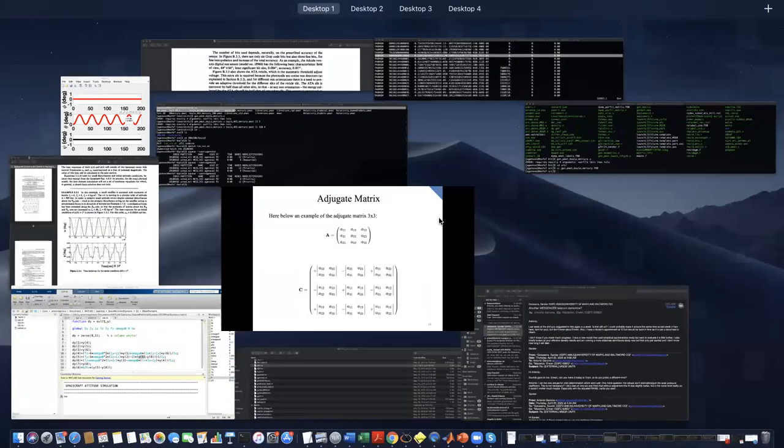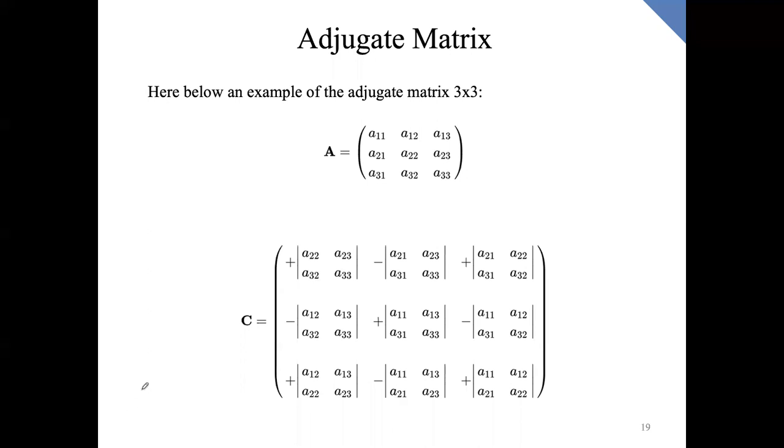So the first element here will be minus 1 to the power of i plus j times the determinant of the submatrix. Since i plus j in this case is 1 plus 1, this term will be positive. And you can see indeed that you have to compute only the determinant of this submatrix.